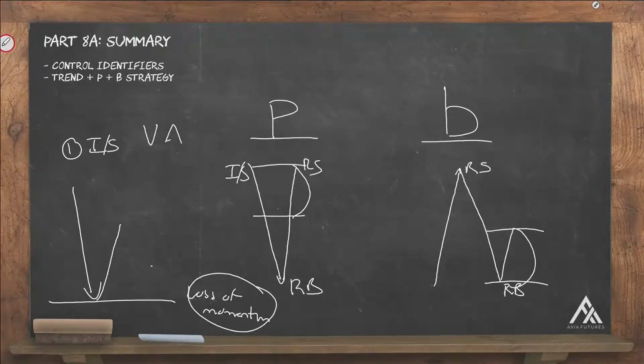The market then eventually runs into responsive sellers. So initially we had initiative sellers, and then we ran into responsive buying, and then we run into responsive selling. They're no longer initiative, they're merely just responding to higher prices. That response then forms the two-way trade and the distribution.